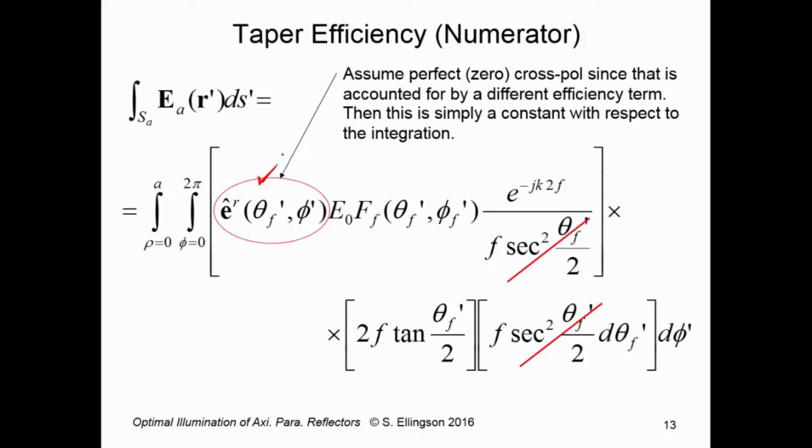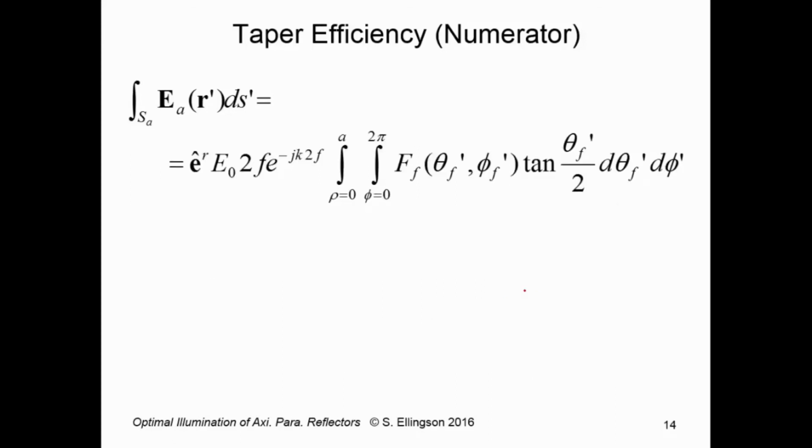Also, you'll note we have the same expressions here and here, so we can cancel those out. And then when we pull out constants, or things that are constants with respect to the variables of integration, what we get is a constant unit vector, E naught, 2 times focal distance, e to the minus jk 2f, and then an integral over that disc-shaped aperture, normalized feed pattern, tangent of theta sub f prime divided by 2, and then d theta sub f d phi prime. So not so bad.